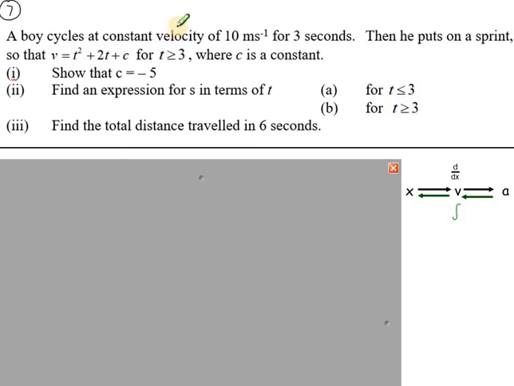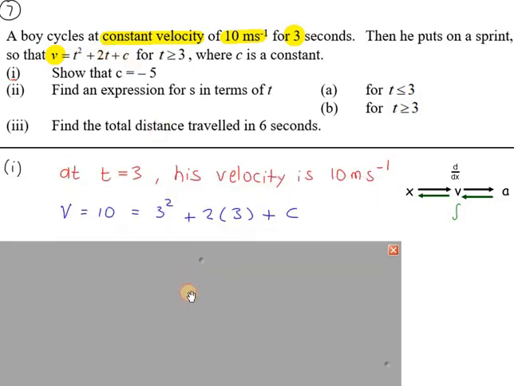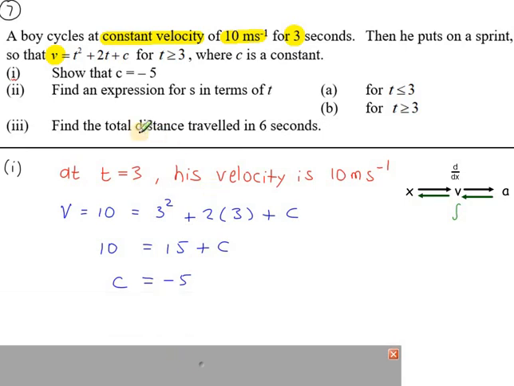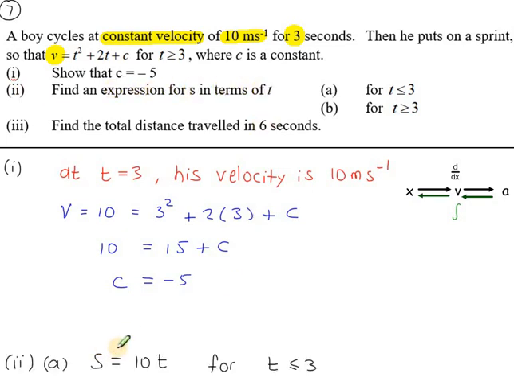Example 7, a constant velocity of 10 meters per second. So after 3 seconds the velocity is still 10 meters per second, so we can put 10 here. After 3 seconds t equals 3. Solve to work out c. Part 2, an expression for s in terms of t. S is equal to 10t.